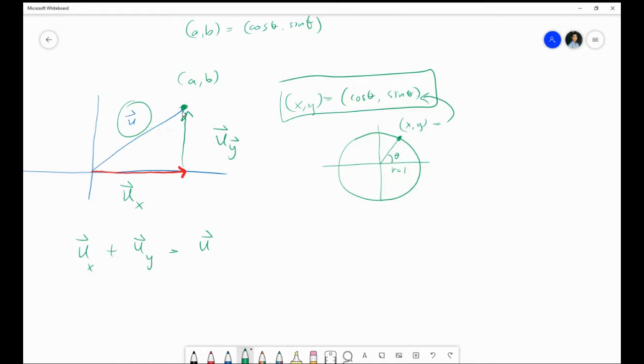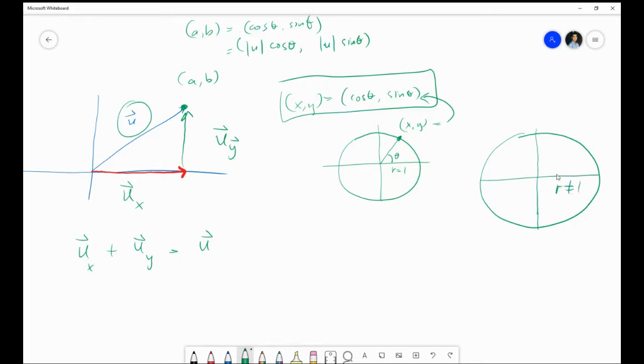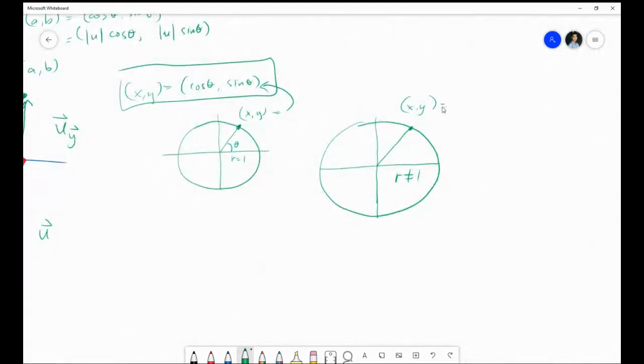But we're not dealing with a magnitude of u of 1, so therefore we have to add in the magnitude of u: magnitude of u times cosine theta, magnitude of u times sine theta. So this is a general form for any magnitude of u. This is the same thing as if I have a bigger circle which has a different radius, so r is not 1, r is any positive number. You can see here that this point (x, y) will become (r cosine theta, r sine theta), because now we basically just stretch this circle by a factor of r.